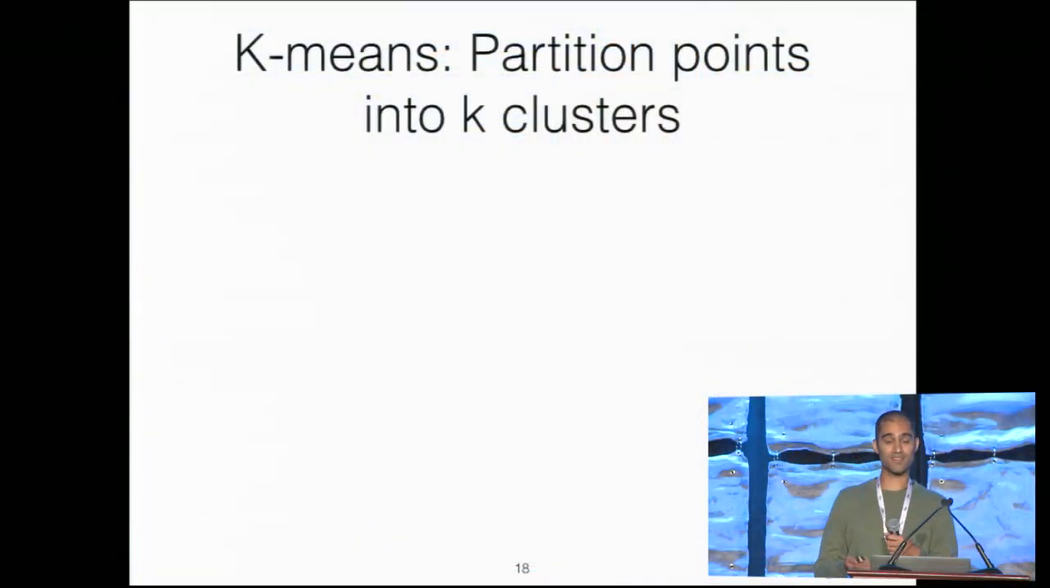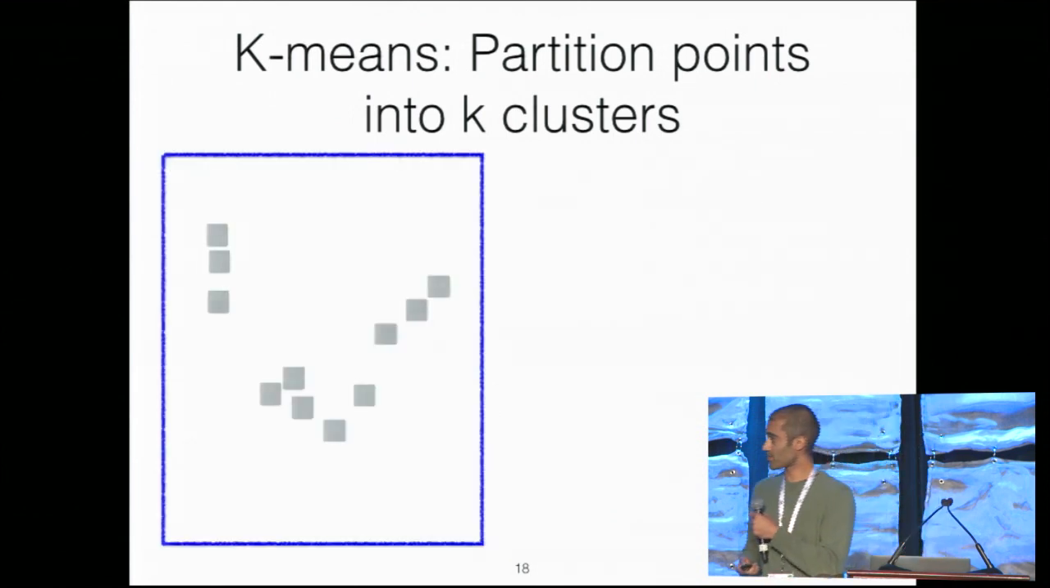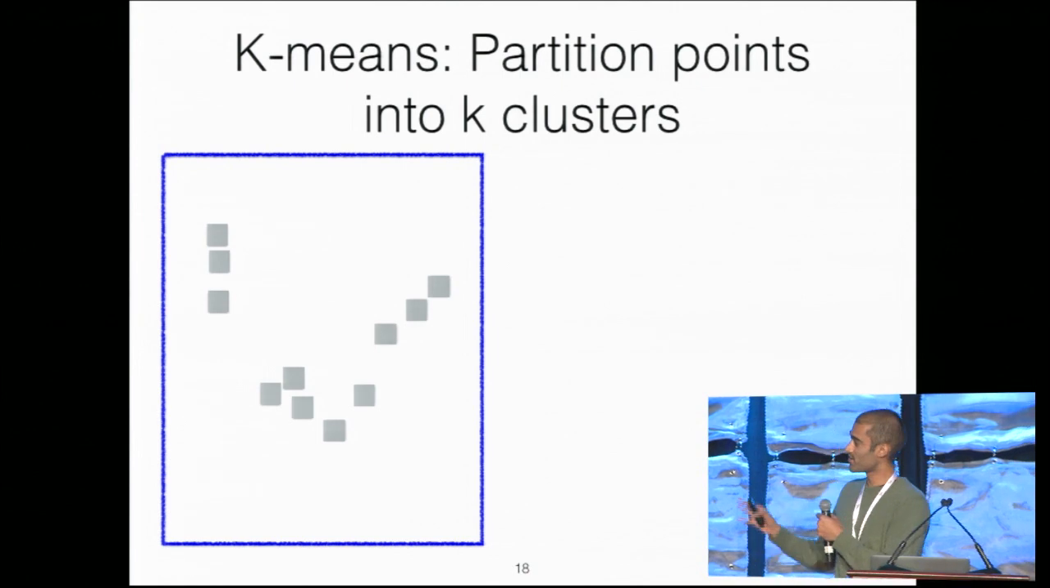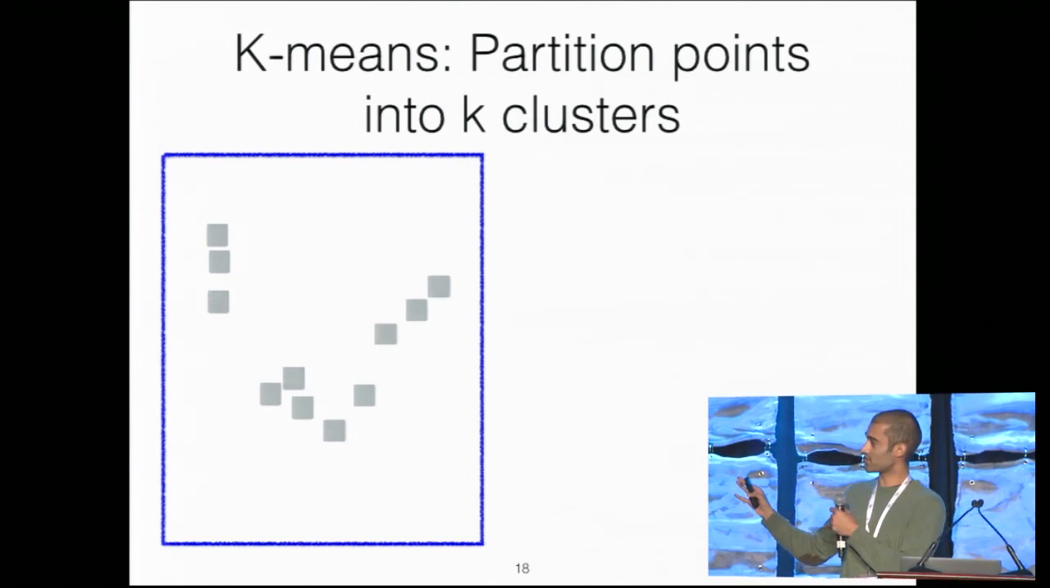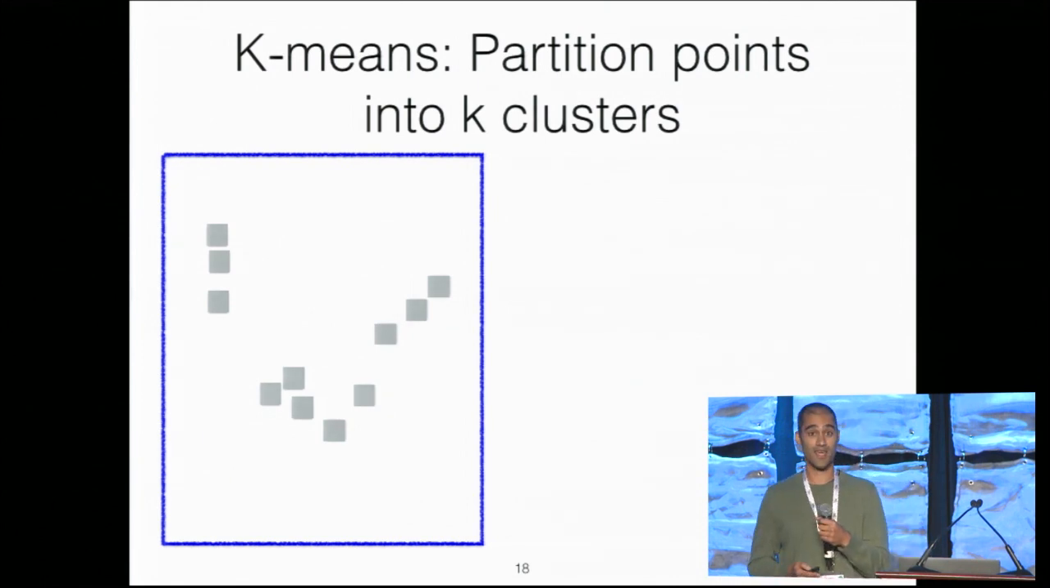The first is k-means. Many of you probably know this already, but k-means is a clustering algorithm where you want to partition your points into k clusters. Here's a toy example. You have 11 points, two-dimensional, and you can see visually that there are roughly three clusters. So let's pick k equals 3.